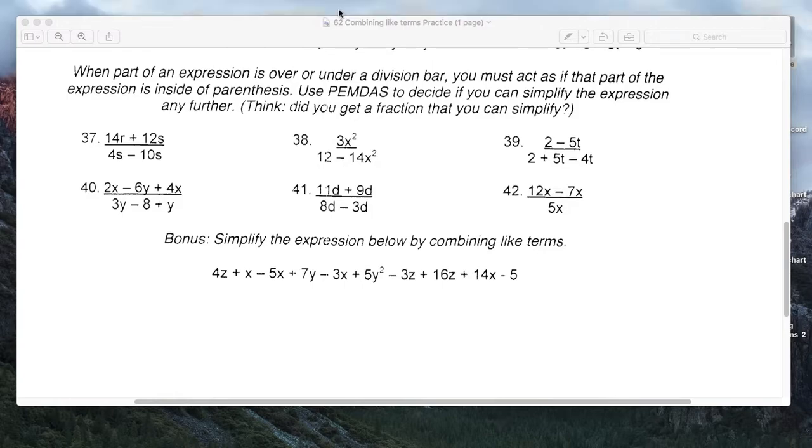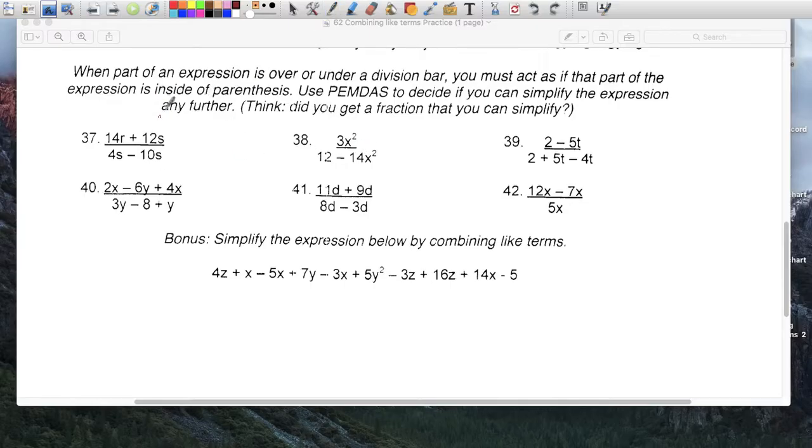Here, okay, they're written differently. So what you can do here is combine the like terms.